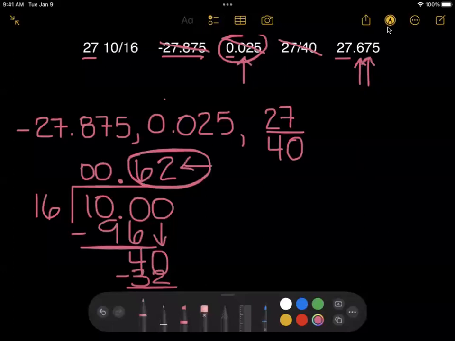So that means that 27 and 10 over 16 goes next. And then last would be 27.675, if I can make it fit. Oh no, let's make that 5 fit. It's not going to fit, so I'll put it up here. There we go. Okay, so these are our rational numbers in sequential order of least to greatest. All right, see you next time.